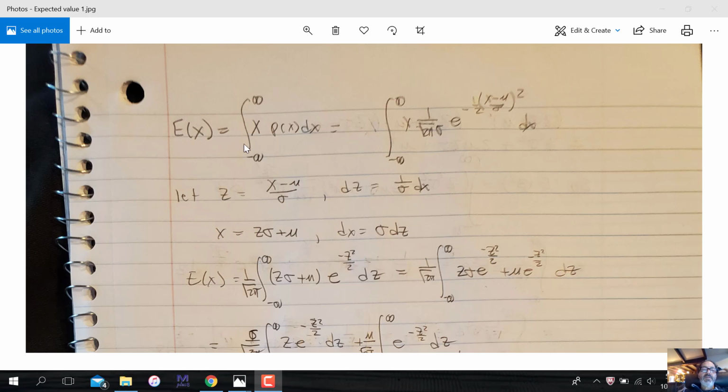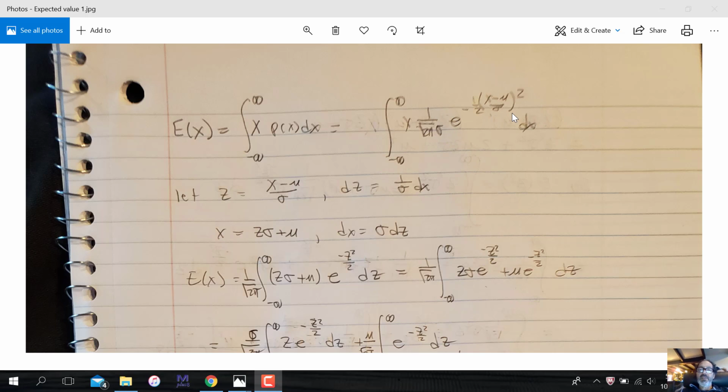So the expected value is the variable times its probability distribution function. So that's why it says p of x. And this is, of course, integrating it over all possible values of x and the probability of each of those possible values of x. And so the probability density function for a normal distribution is this following equation here.